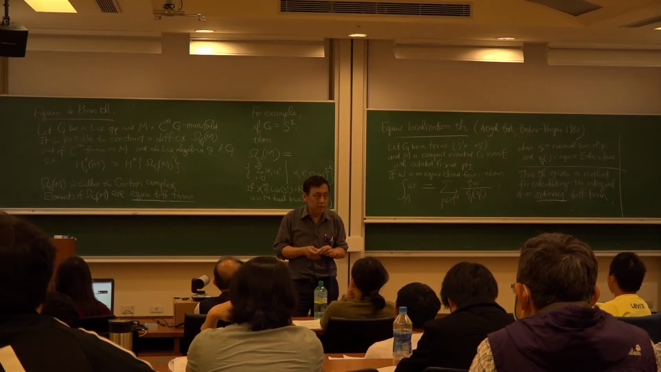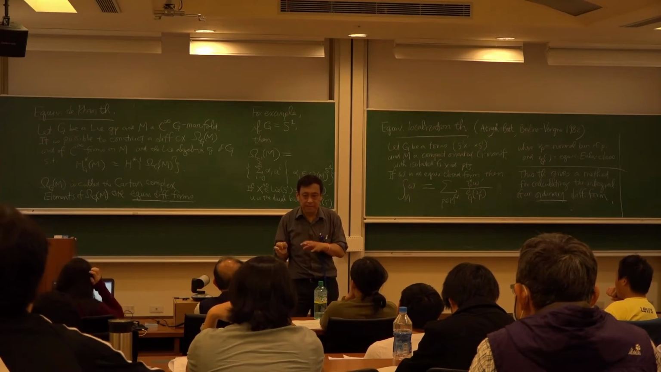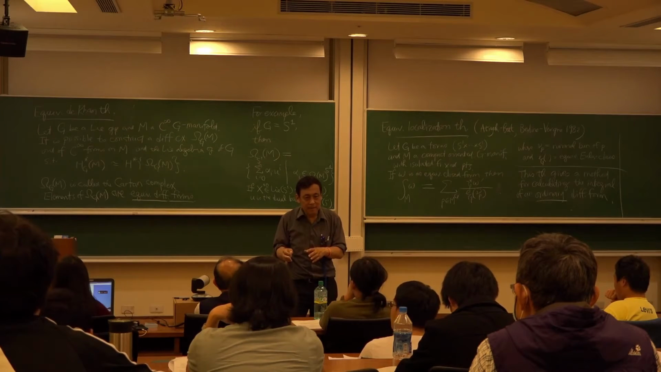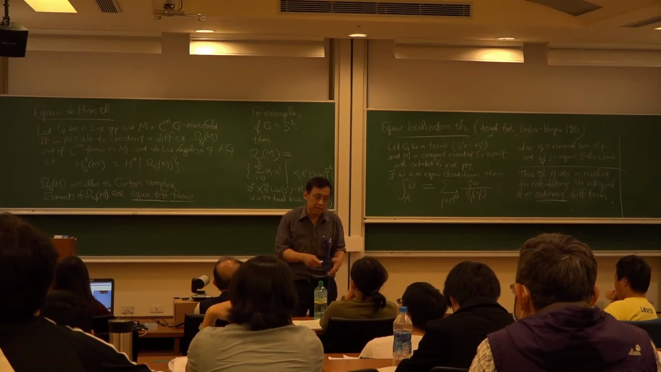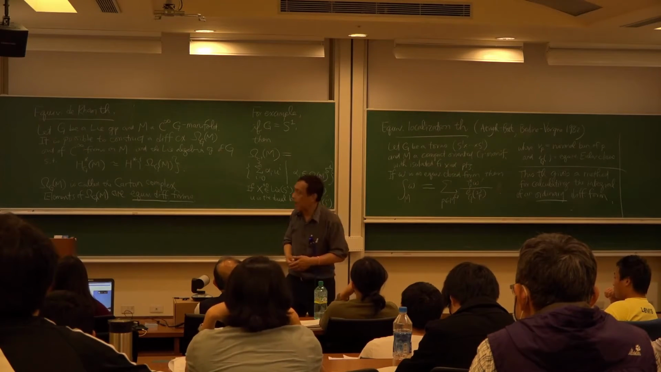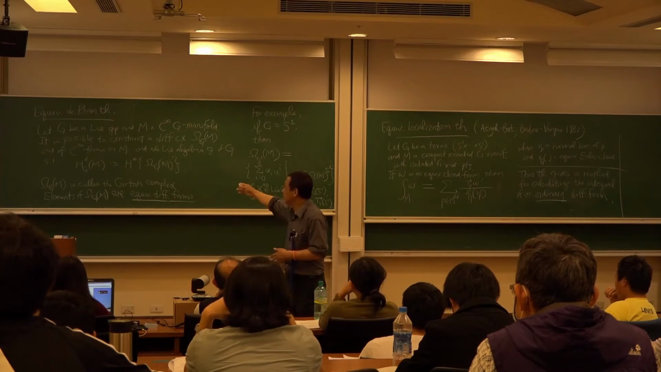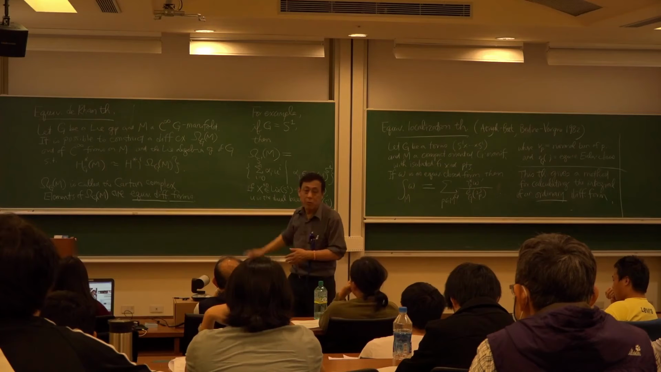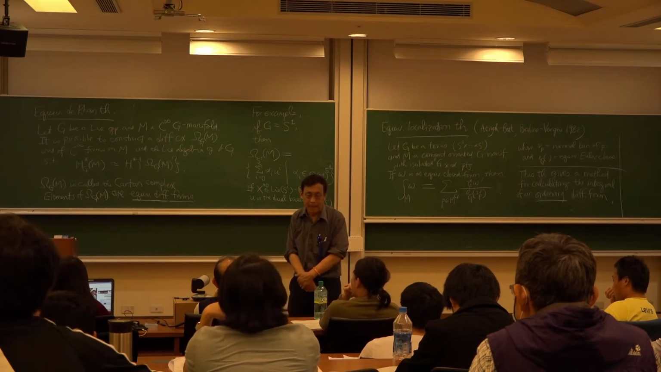Because the cohomology of the classifying space of a group is the equivariant cohomology of a point. Yeah, right. So it will be a very simple case of this, right? M will be a point.